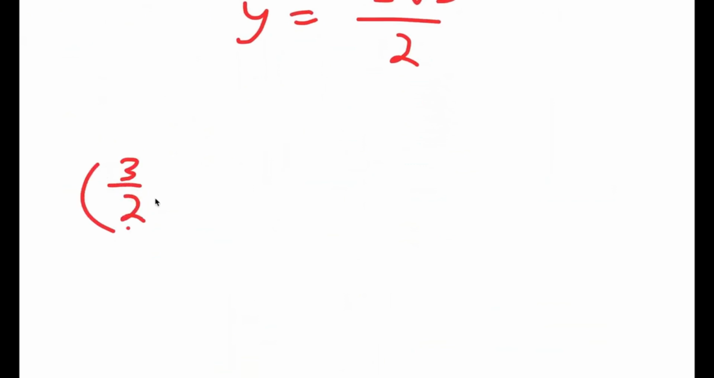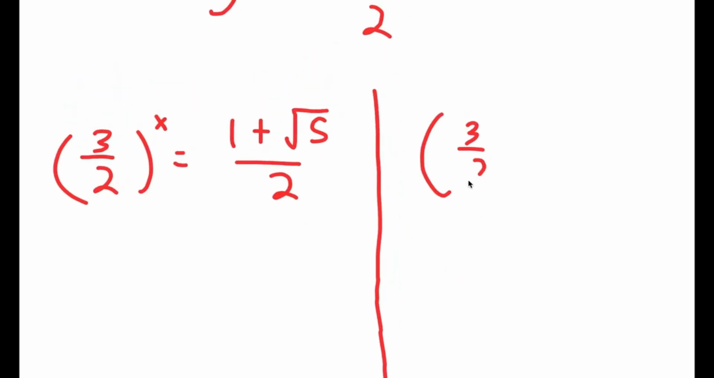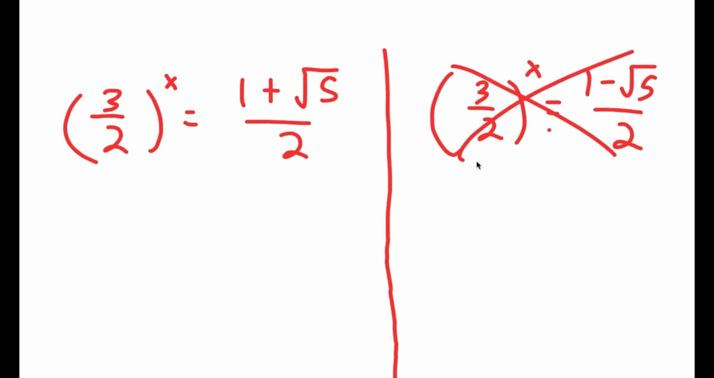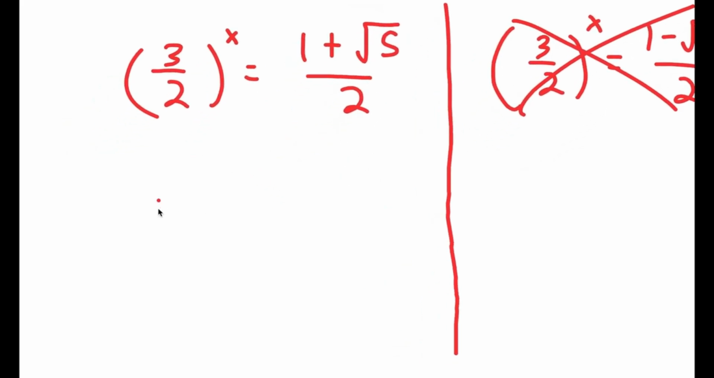I have 3 over 2 to the power of x is equal to 1 plus the square root of 5 over 2, as well as 3 over 2 to the power of x is equal to 1 minus the square root of 5 over 2. Now we can already cancel out one of these equations, the right-hand one, because 1 minus the square root of 5 is going to be a negative number, and you can't take the power of a positive number and make it equal a negative number. So this equation wouldn't even work. So the only equation I have left is 3 over 2 to the power of x is equal to 1 plus the square root of 5 over 2.